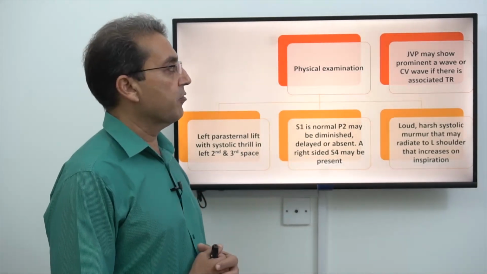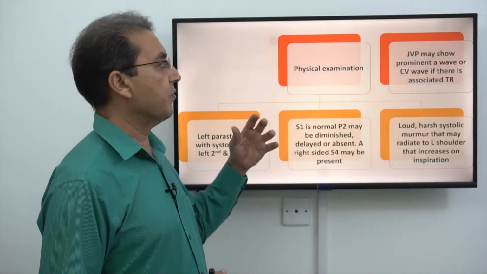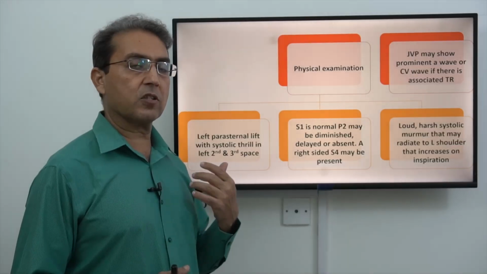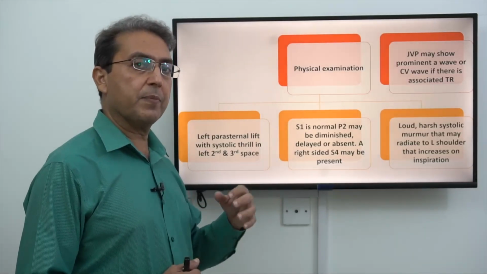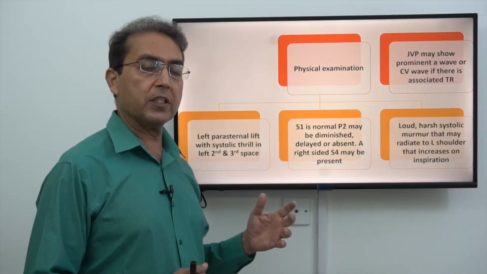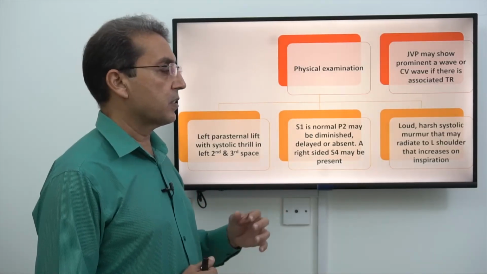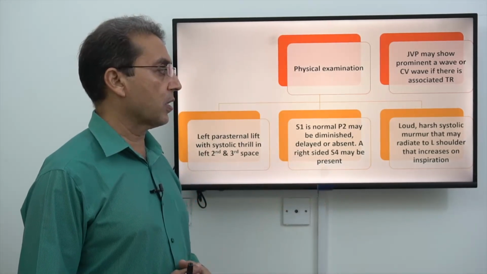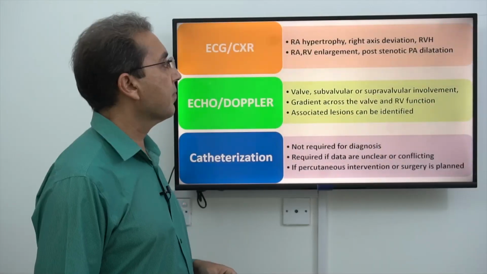Physical examination may show that JVP has a prominent A wave, or if there is associated tricuspid regurgitation, there may be a CV wave. Then there may be a left parasternal lift with systolic thrill in the left second or third intercostal space. The S1 is usually normal, but P2 may be diminished, it may be delayed, or it may even be absent. And one may find a right-sided S4 in these patients because of the high pressure in the right ventricle. The murmur is usually a loud, harsh systolic murmur that may radiate to the shoulder, and it increases on inspiration. Sometimes this murmur may radiate towards the head as well.